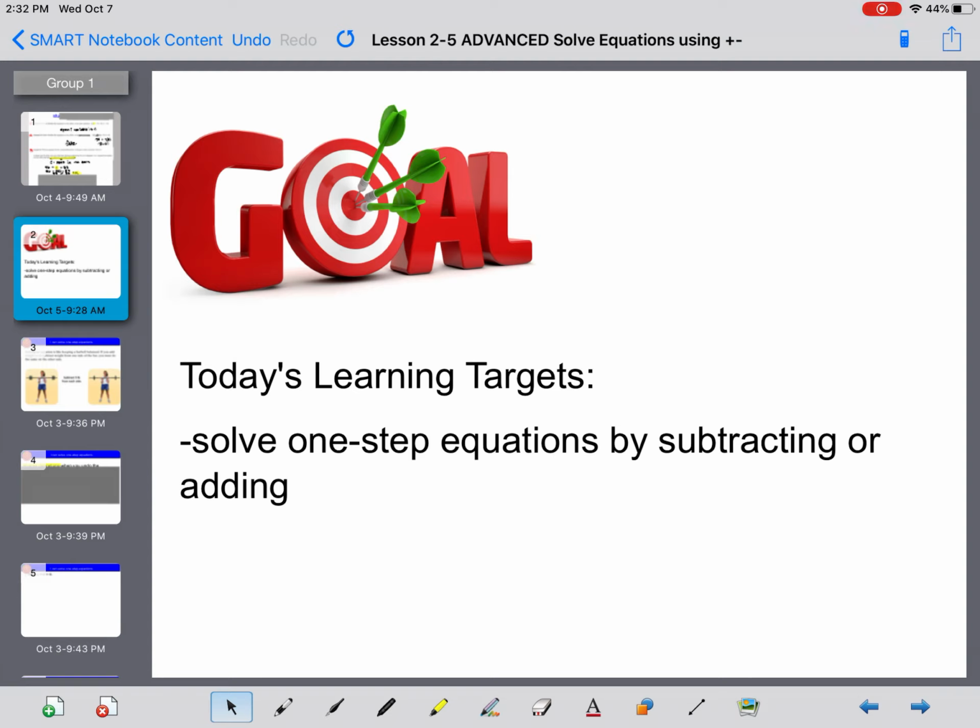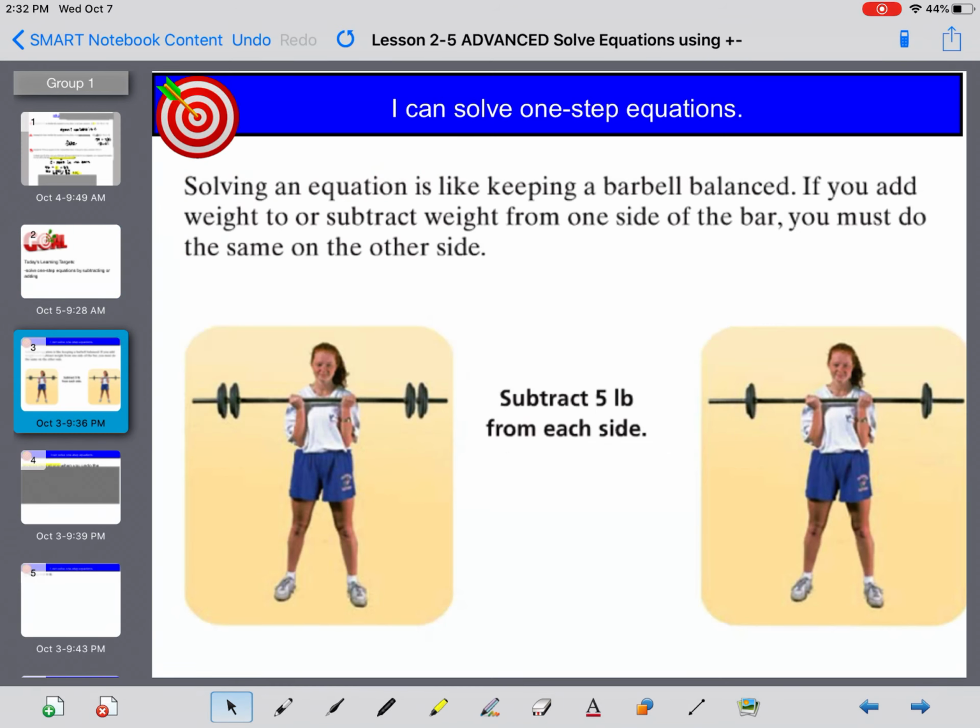Today's learning target is to be able to solve one-step equations using subtracting and adding. I like to think of solving an equation like keeping a barbell balanced. For those of you who lift weights, you know what it feels like to have one side of the weight heavier than the other. Just like a barbell needs to be balanced with equal weight on both the left and the right side, an equation also is considered balanced if it has the same value on the left and on the right. If you add weight to or subtract weight from one side of the bar, you must do the same thing on the other side.